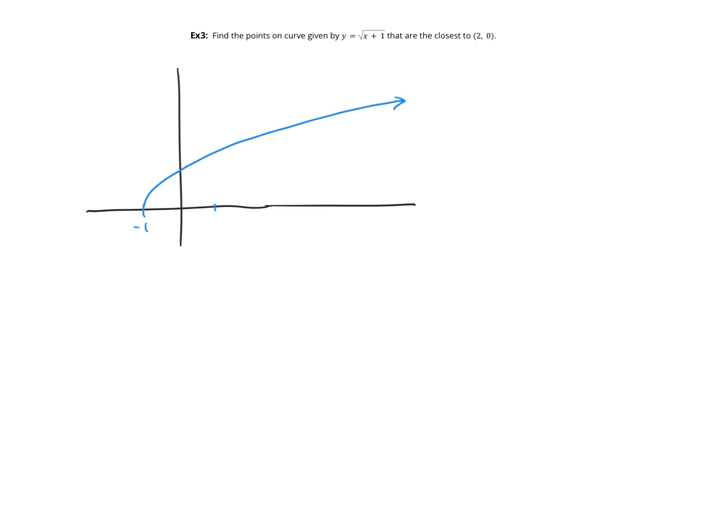And we have the point 2, 0, which is fixed. And again, we're measuring the distance between points on the graph and that fixed point on the axis. So our distance goes from here to there. And our point is going to be x comma y, which is going to be able to move along the graph. And again, 2, 0 is fixed.